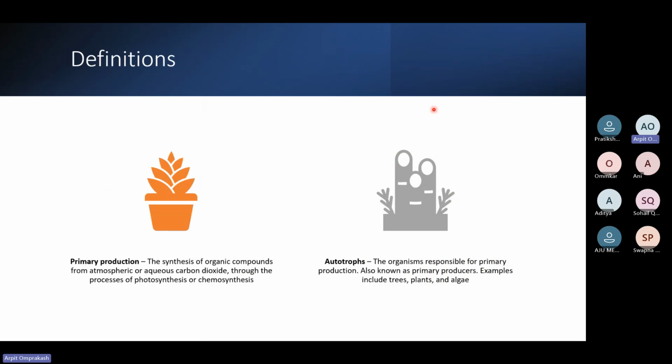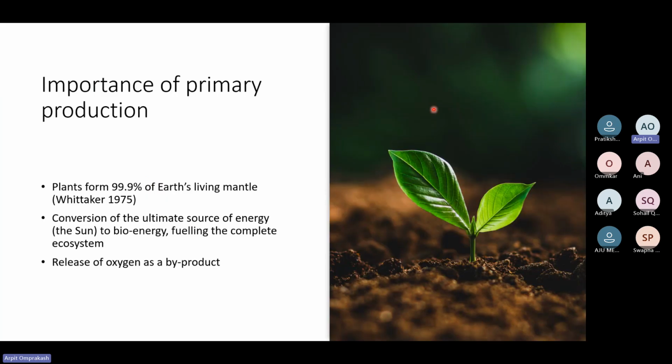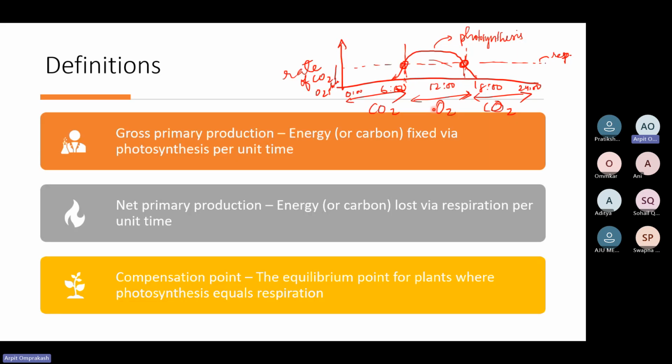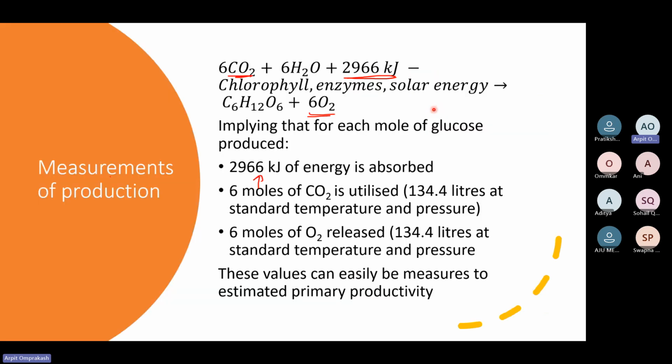Then we talked about primary production: what primary production is, what autotrophs are, what the importance of primary production is, and what gross primary production is, which is energy fixed via photosynthesis per unit time. What net primary production is, which is energy lost via respiration per unit time. And the compensation point is where both of them are equal, so where photosynthesis equals respiration.